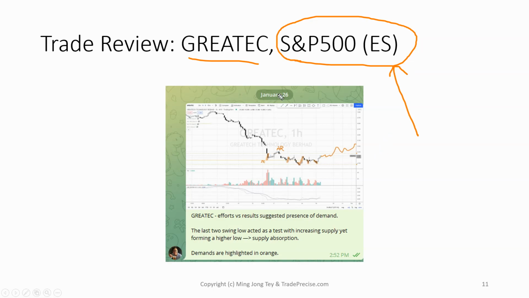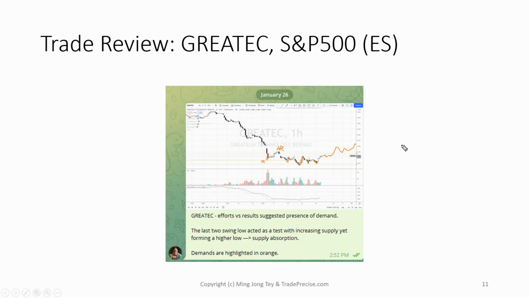So I'll first cover GREATEC, January 26. GREATEC effort versus results suggest the presence of demand. The last two swing lows, I think, act as a test with increasing supply, yet forming a higher low. There's a supply absorption, and definitely there is a lot of demand. They're all highlighted in orange color.